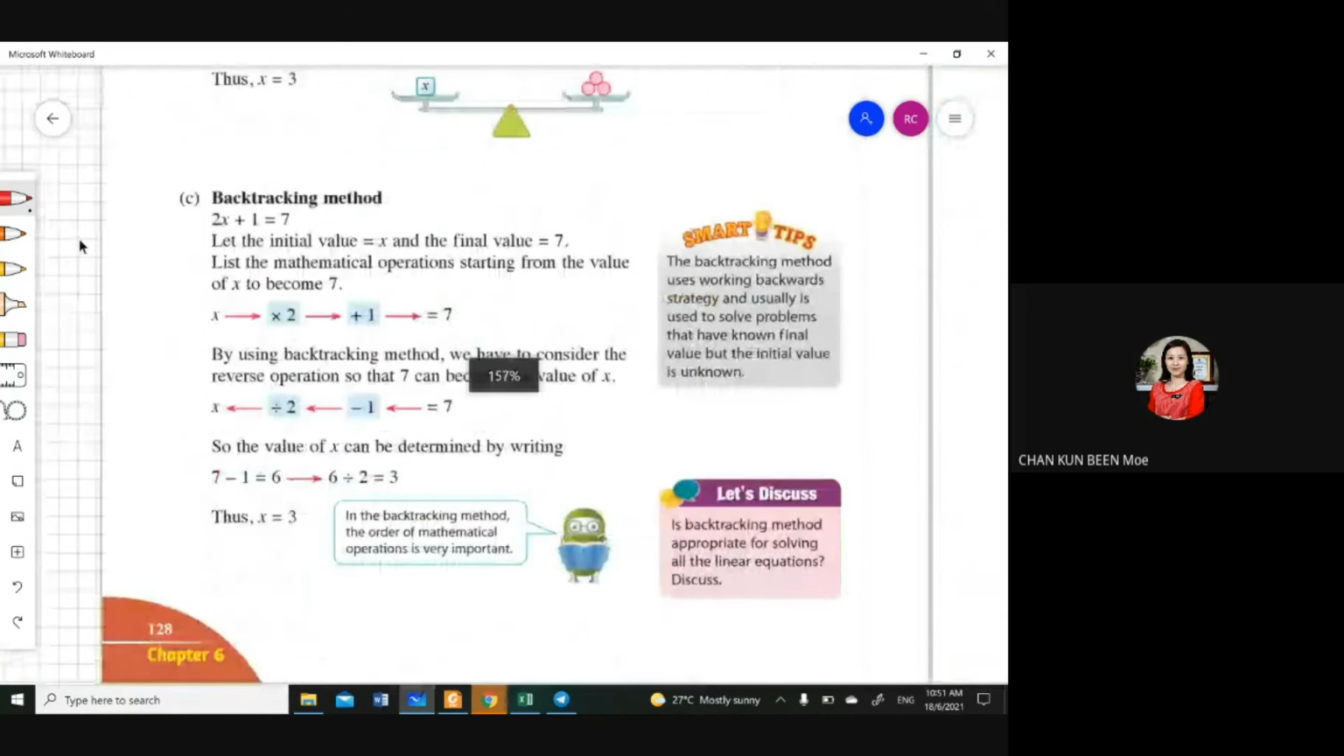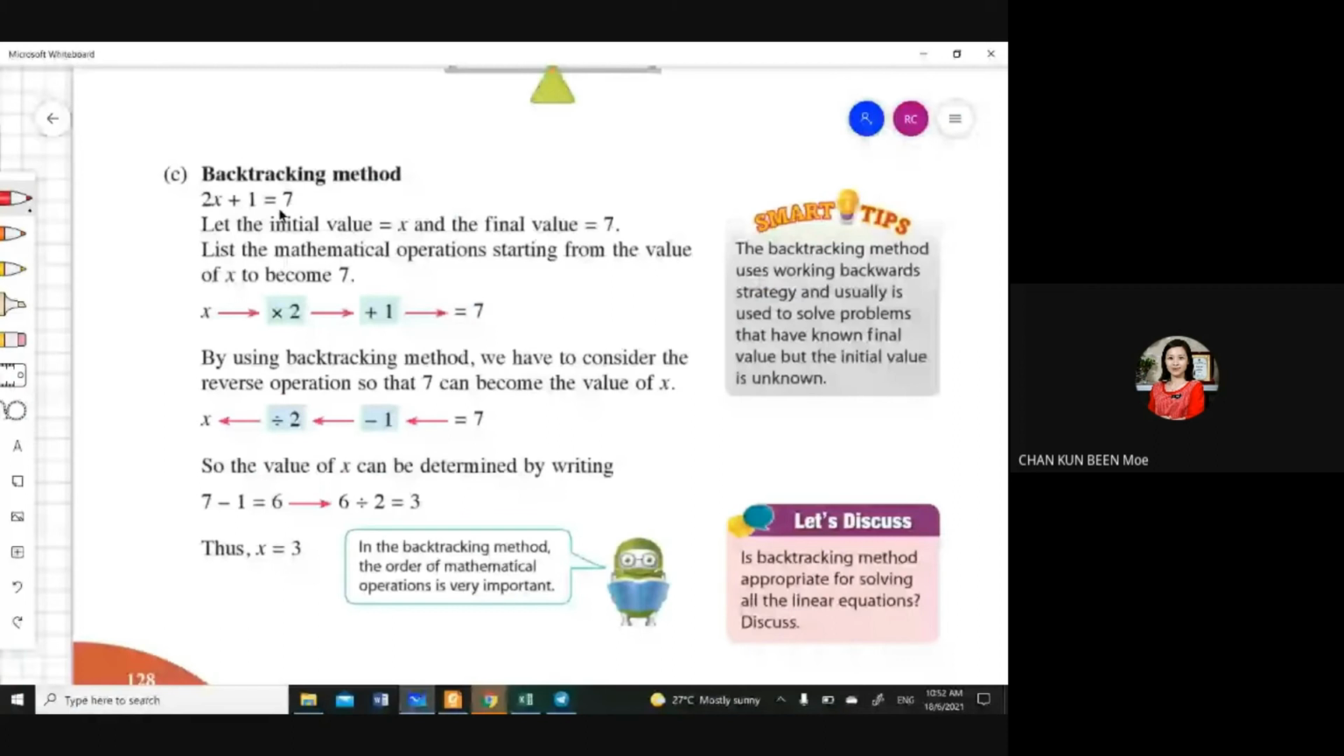So same question here, 2x plus 1 equal to 7. We have to make the initial value equal to the variable, the x, and the final value is 7. Whenever you see an equation like this, you take out the x and the 7. This is the initial value, this is the final value. Look at this line here. How to get 2x? The x has to be multiplied by 2, so we get 2x. And then plus 1, equal to 7. So the x will be here, the 7 will be here. You put it in first.